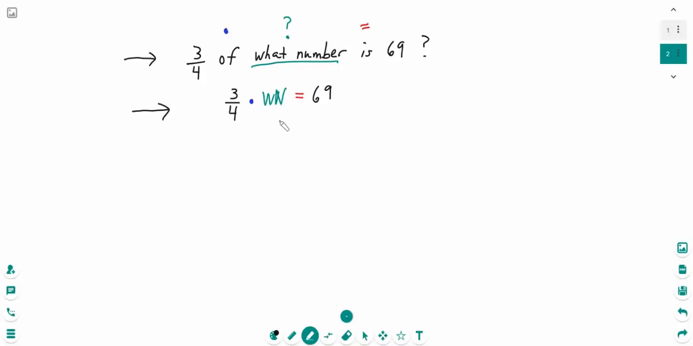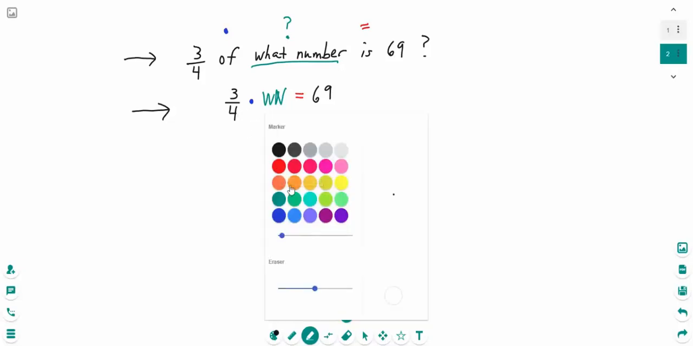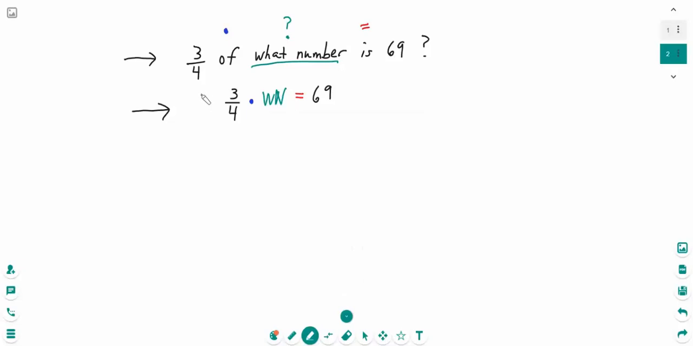All right. So at this point, we just have an equation, and now we just need to solve. And we can do that the same way we've been doing all of these equations. In this case, we have the what number. That's what we're trying to get by itself. So we need to get rid of this 3/4. And to do that, we could multiply it by its reciprocal. Remember, if we multiply this by its reciprocal, well, we have to do that over here then as well.